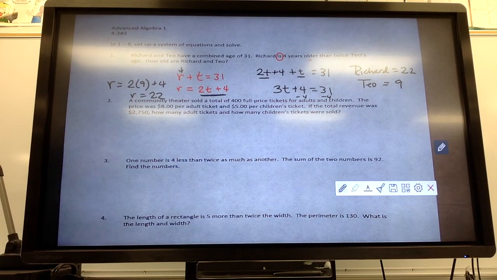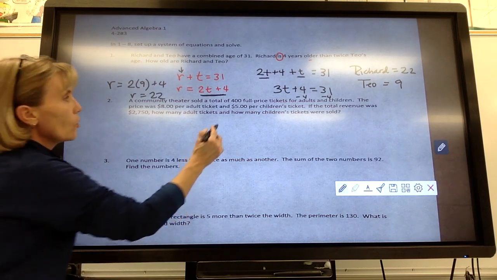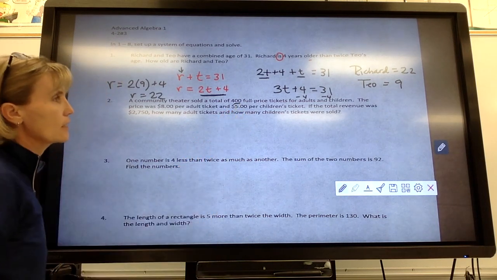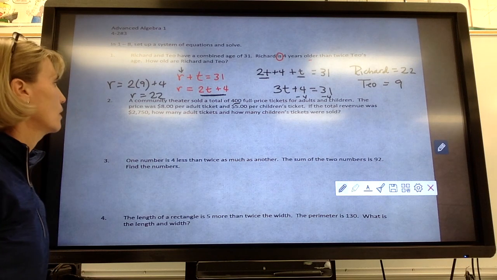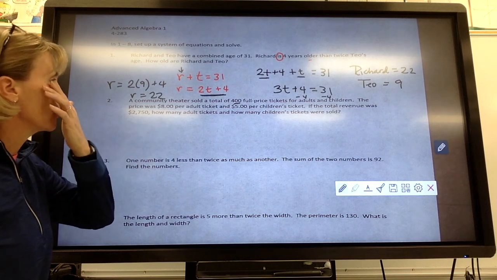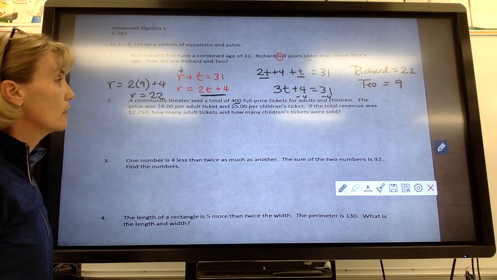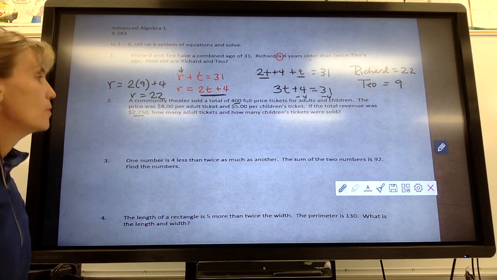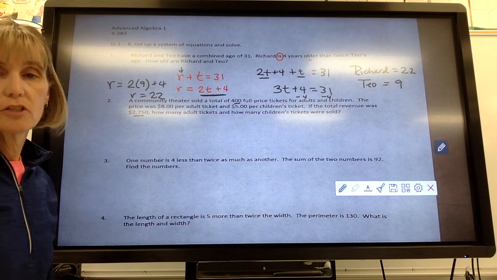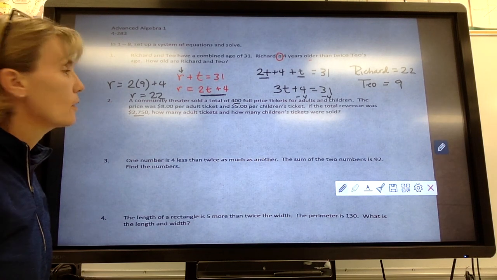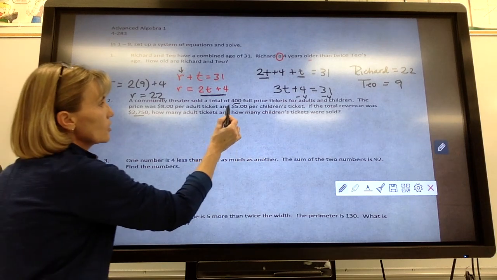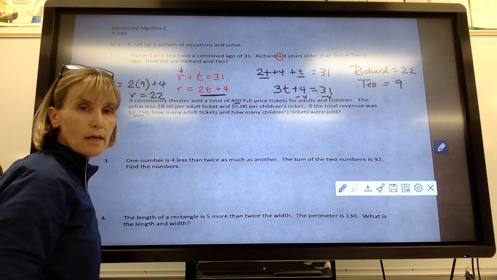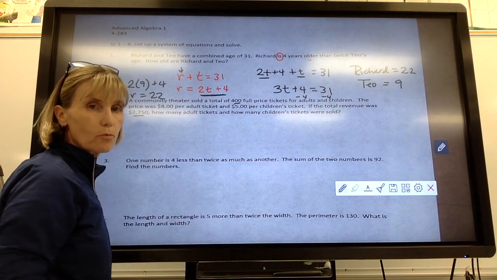Second one, it says a community theater sold a total of 400 full-price tickets for adults and children. The price was $8 per adult ticket, $5 per children's ticket. If the total revenue was $2,750, how many adult tickets and how many children's tickets were sold? Well, it says we sold a total of 400 tickets. Some of them were to adults and some of them were to children.